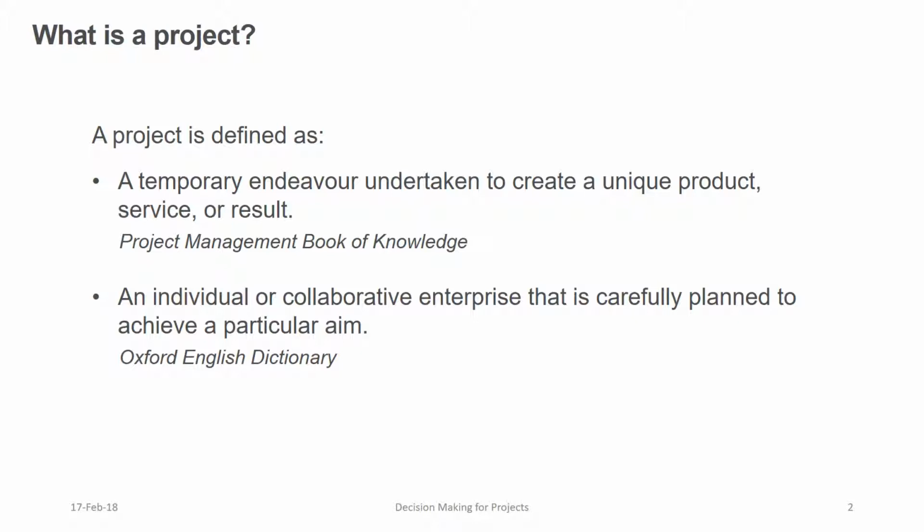The Oxford English Dictionary defines a project as an individual or collaborative enterprise that is carefully planned to achieve a particular aim. These definitions apply to a wide variety of things. They can be commercial projects like building an oil rig or designing a new software package, or they can be personal projects like building an extension on your house or organising a party.